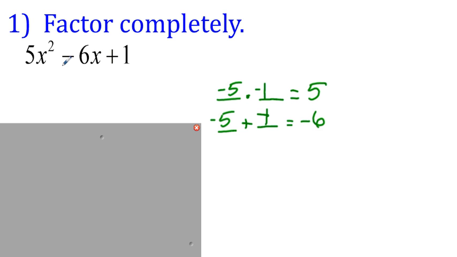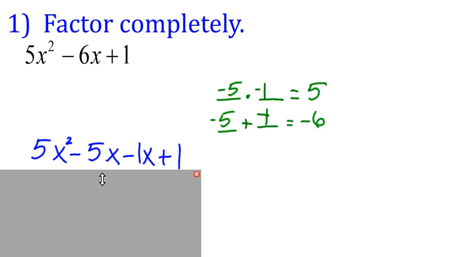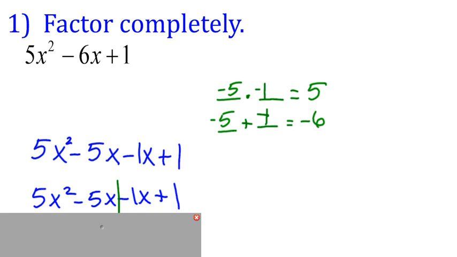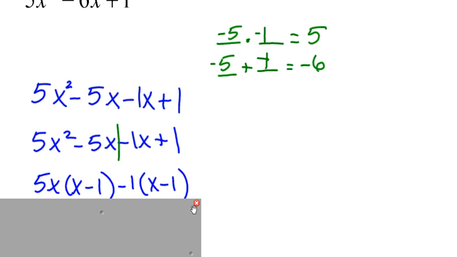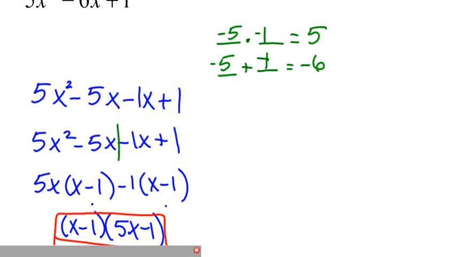So we're going to use these and write our middle term, our linear term, negative 6x, as negative 5x and negative 1x. Again, now we've got our 4 terms, so we're going to divide them into pairs and see what we can divide out. So in the first pair we can see we can divide out a 5x from each, and in the second pair we can divide out a negative 1. So here we can easily see that x minus 1 is being multiplied by both 5x and negative 1. Therefore, our factored form would be x minus 1 times 5x minus 1.